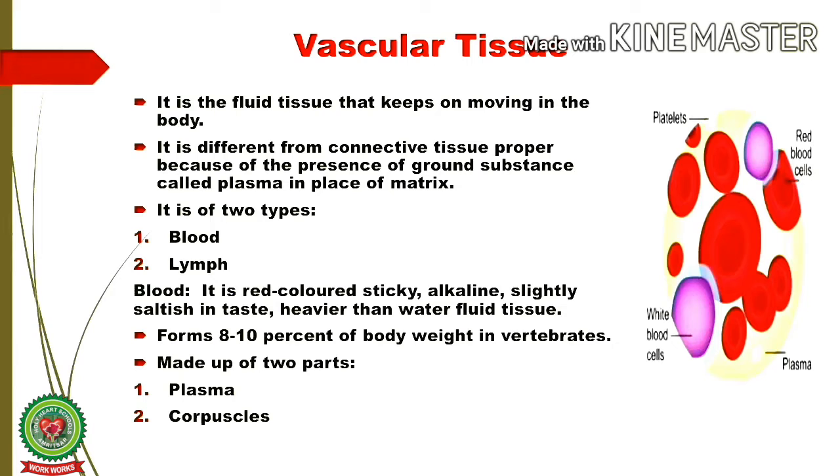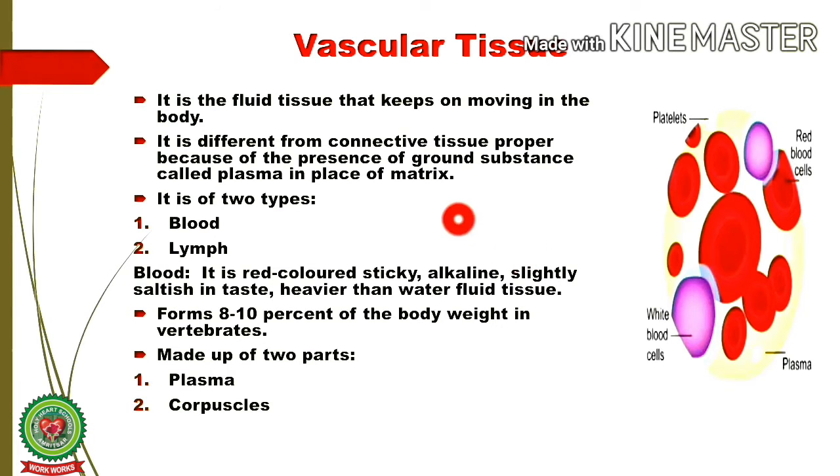Now students, we will discuss third type of connective tissue, that is vascular tissue. It is the fluid tissue that keeps on moving in the body. It helps in the transportation of various materials such as gases, excretory products, hormones, etc. It is different from connective tissue proper because of the presence of ground substance called plasma in place of matrix. Here you can see plasma is present.